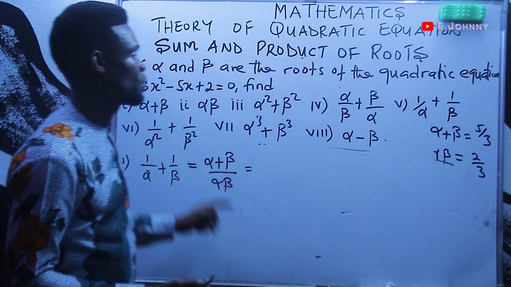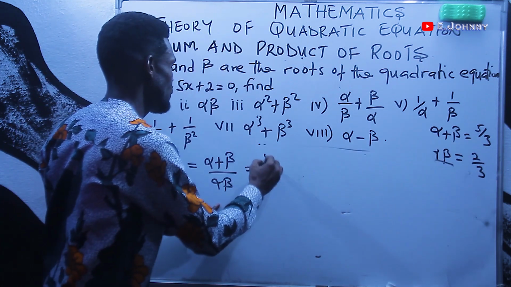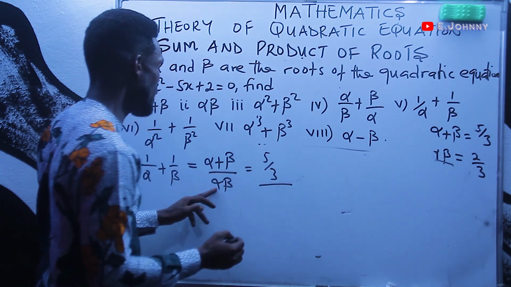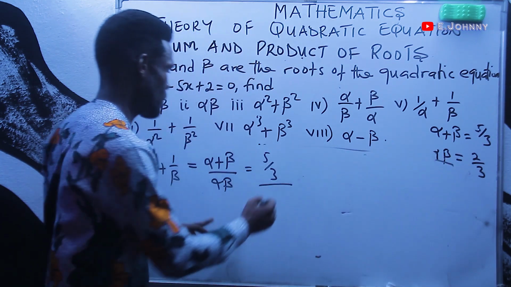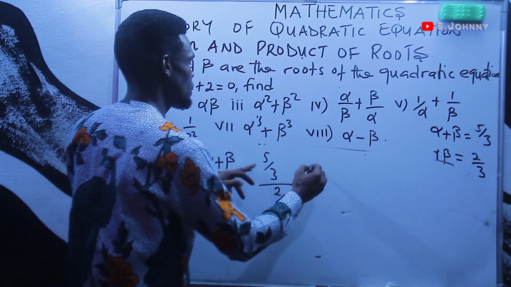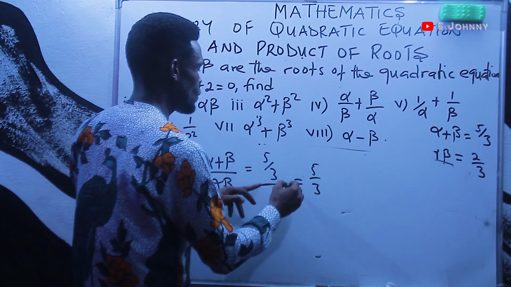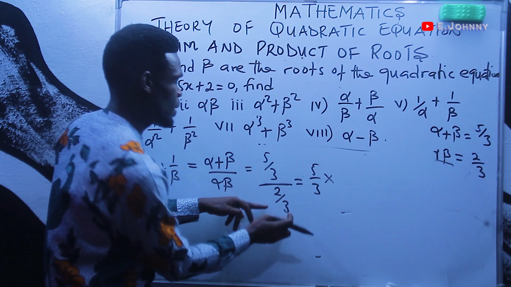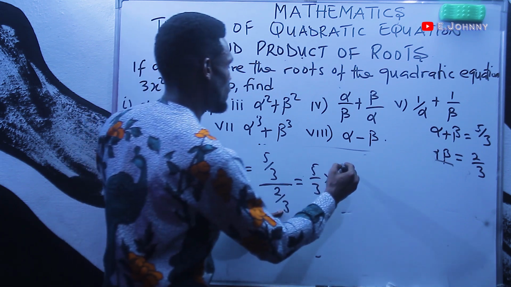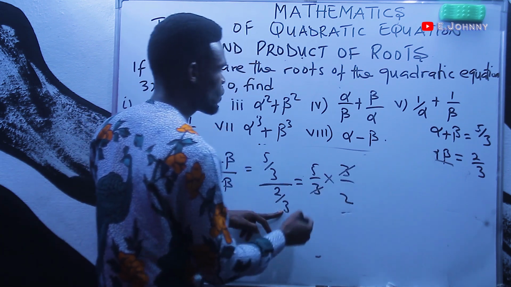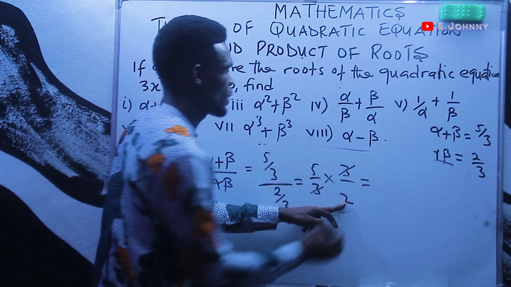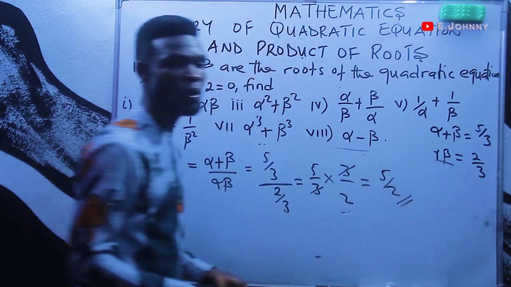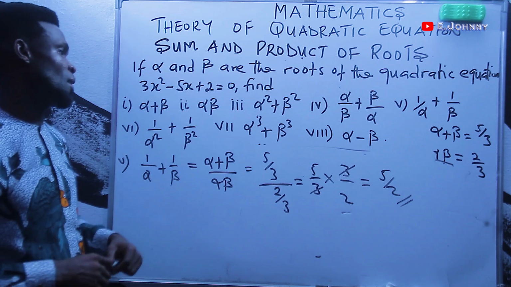So what is your alpha plus beta? 5 over 3. So you put 5 over 3 divided by alpha beta, 2 over 3. Division will change to multiplication. Then 3 will go up, 2 will come down. You have 3 over 2. So 3 and 3 will go. You are left with 5 over 2. You are done. It is as simple as that.